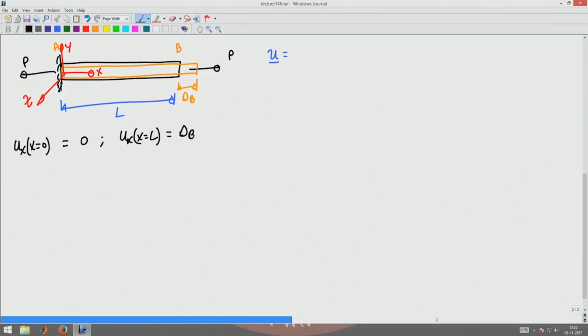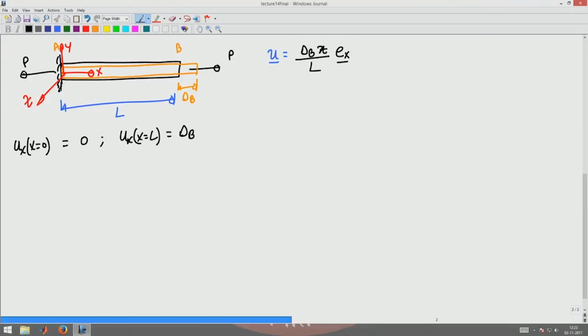Since I know these two values, I linearly interpolate for the intermediate displacements to get the ux component to be delta B x by L. You see that when x equal to 0, this component is 0, and when x equal to L, this component is delta B, like what we want.